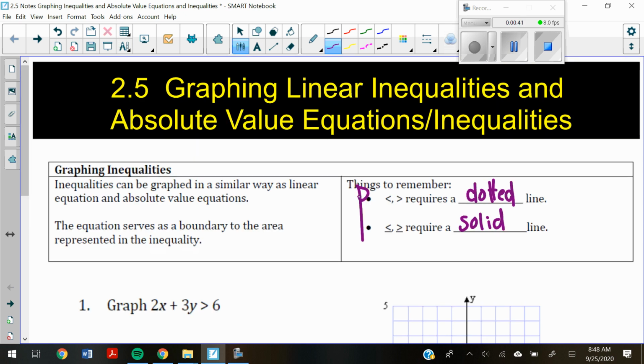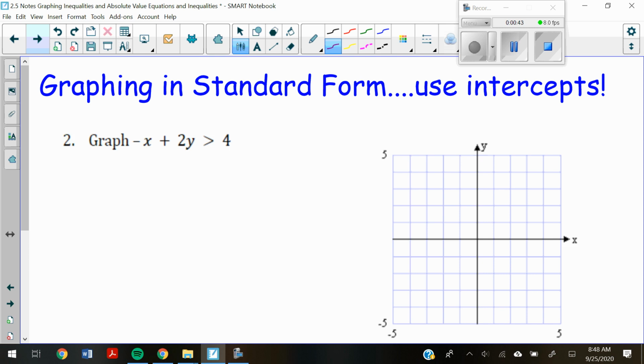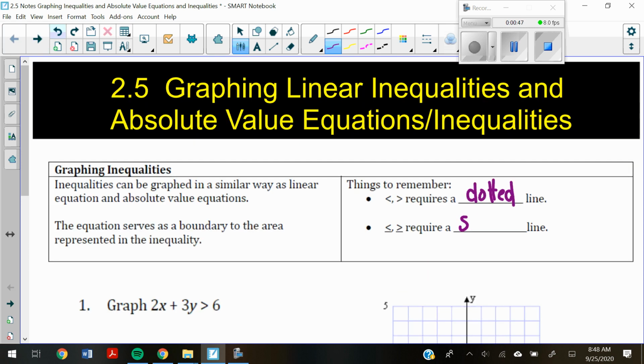Woo, moved on me. Oh, that's not where I wanted to go. Hang tight. There we go. I lost my shaded or solid.